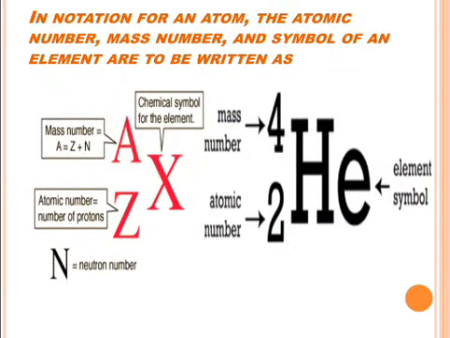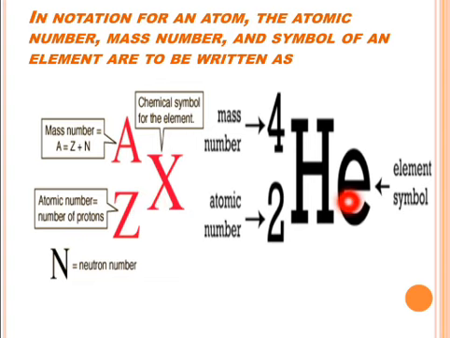Let us see how an atom of an element can be written with its mass number and atomic number. This X represents the chemical symbol of an element. Its mass number is written at the top on the left side of the symbol of the element as superscript. Its atomic number is written at the bottom on the left side of the symbol of the element. Let us see an example.